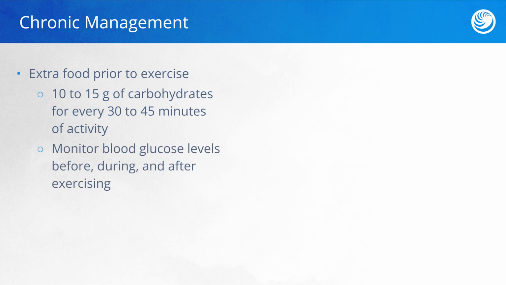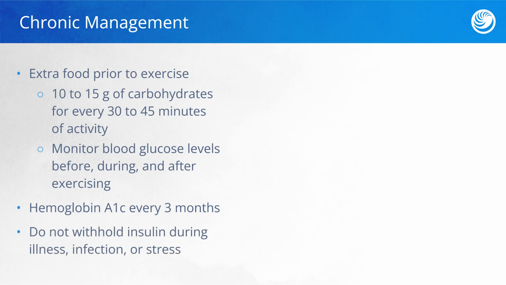Now, they're going to have to monitor those glucose levels a little closer when it comes to exercising, usually before, during, and after. They're going to have their hemoglobin A1C checked every 3 months with their healthcare provider. Don't get tripped up on NCLEX questions. A diabetes type 1 patient actually needs more insulin during illness, infection, or stress. Think about it. They have a higher metabolic need at that time.